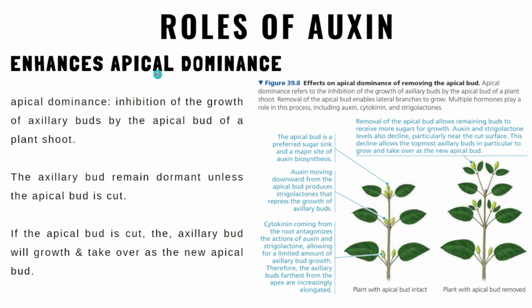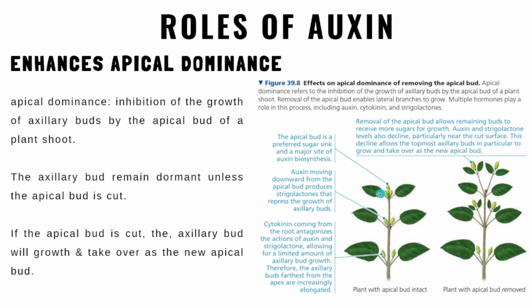And then another role is to enhance apical dominance. Okay, what is apical dominance? So apical dominance actually is the inhibition of the growth of axillary bud, or another term is lateral bud. Some of the books use lateral bud. For me, I use axillary bud. Axillary bud by the apical bud of a plant shoot.